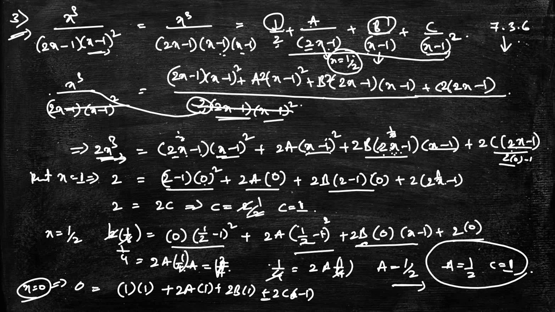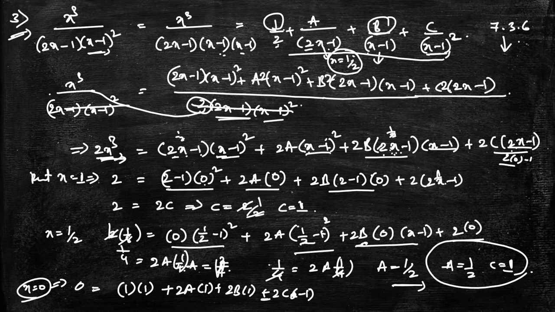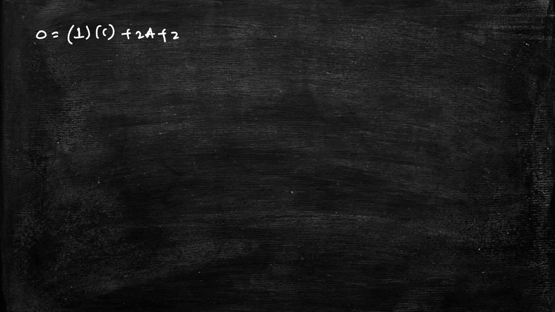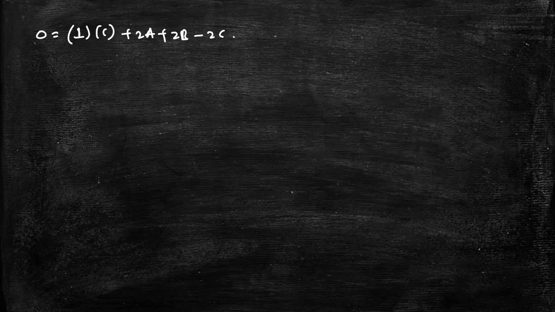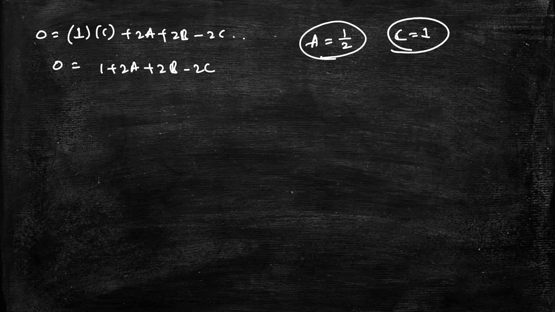So here what we have got: 0 is equal to 1 into 1, plus 2a plus 2b minus 2c, we got here, minus 1 into 2c is minus 2c. So 0 is equal to 1 plus 2a plus 2b minus 2c. We already know the values a is equal to 1 by 2 and c is equal to 1. So these two values I will substitute in this equation to get the value of b.